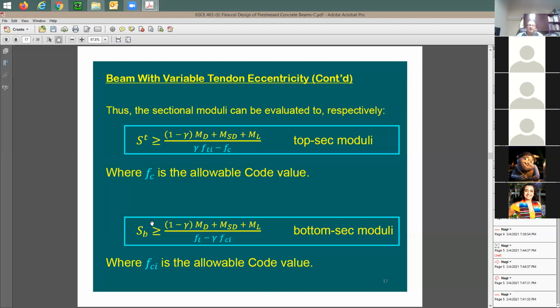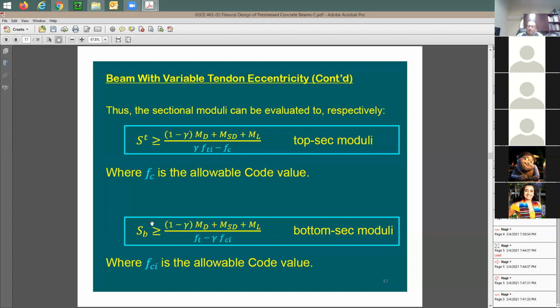This is the reason in the PCI book, you're going to see lots of values and pre-solved examples for you, or pre-solved beams and double T's and things like that. This says, for example, yeah, go ahead, question.